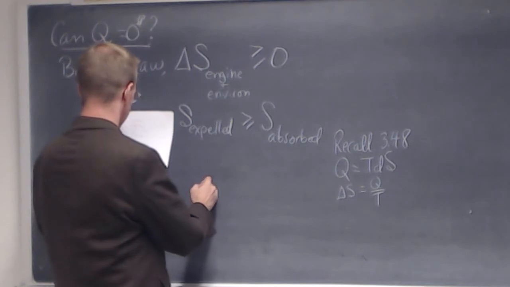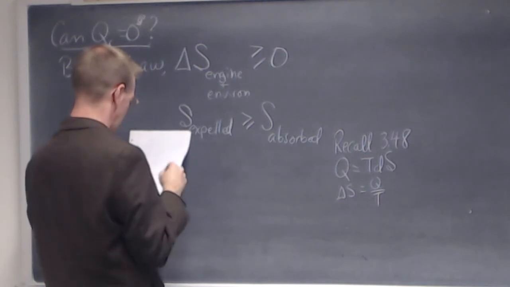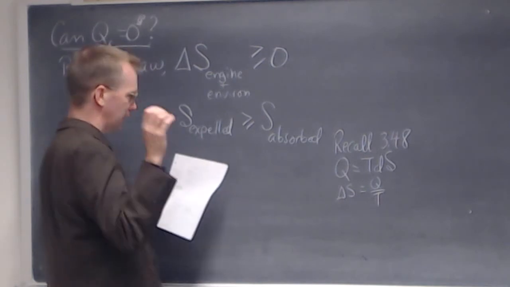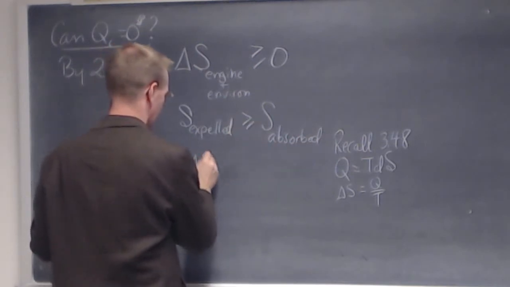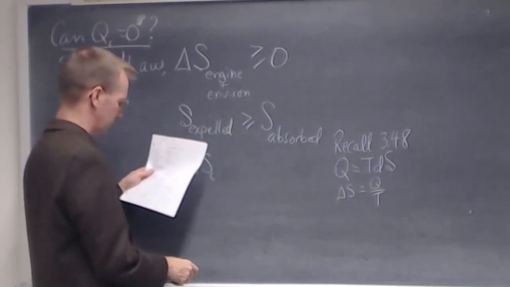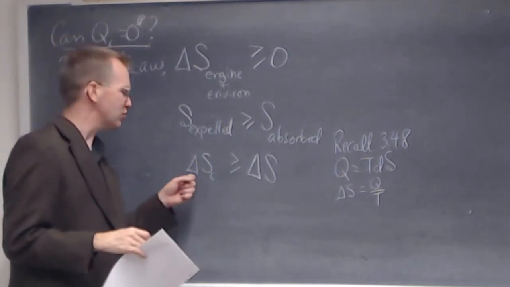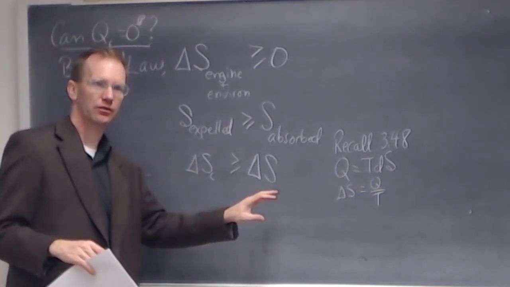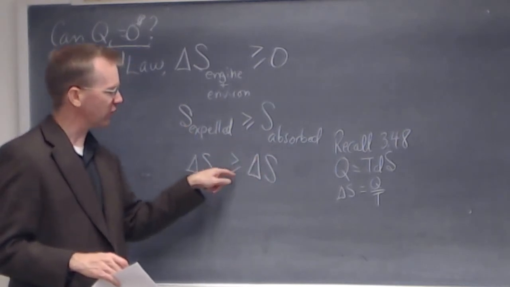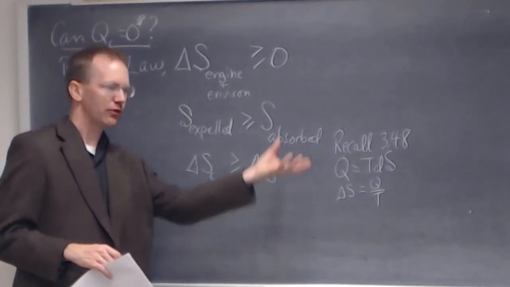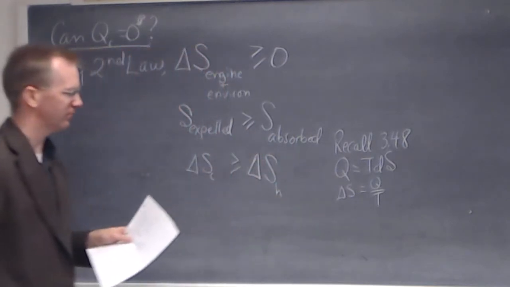That means, let's see here, the change in entropy at the cold reservoir, that's for cold, is greater than or equal to, well, I should say the change in entropy through the process that expels entropy, that dumps waste heat in the cold reservoir, is greater than or equal to the change in entropy for the process where the engine absorbs heat from the hot reservoir.